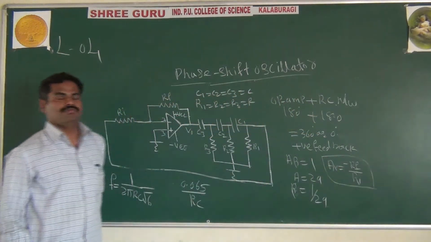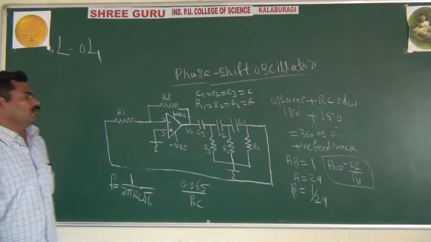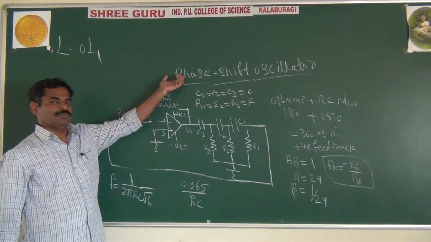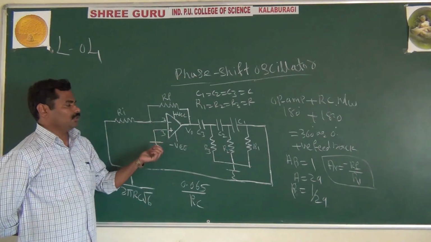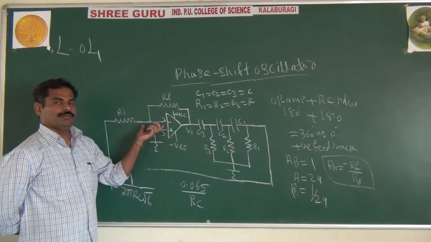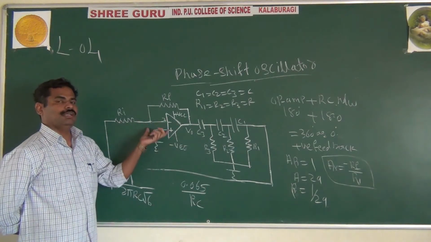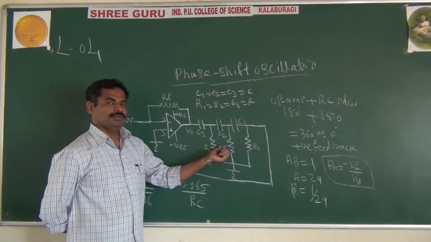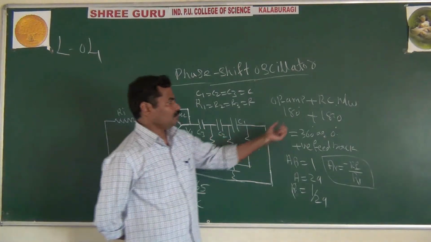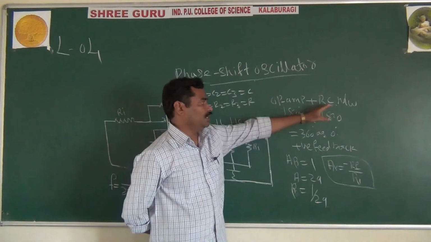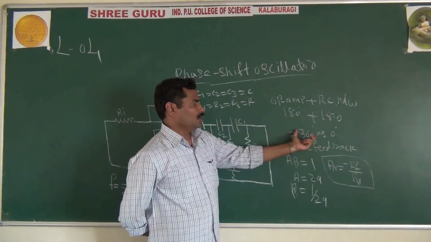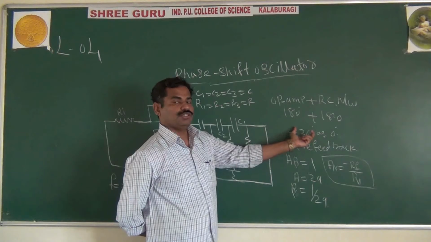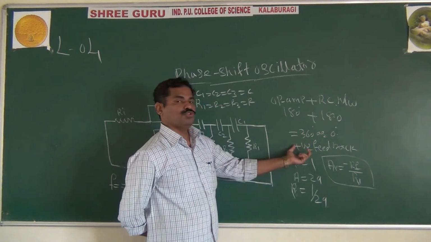In a simple way of understanding the phase shift oscillator, it is very simple. As I said, you are using an op-amp because the op-amp will give the 180 degree phase shift. Another 180 phase shift is given by your R and C network. You have 180 given by the op-amp and 180 given by the RC network. The total is the 360 degree phase shift or 0 degree phase shift. That is a simple positive feedback.